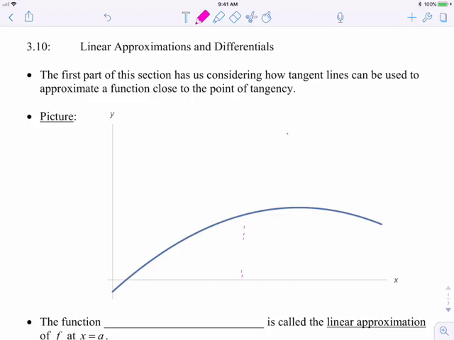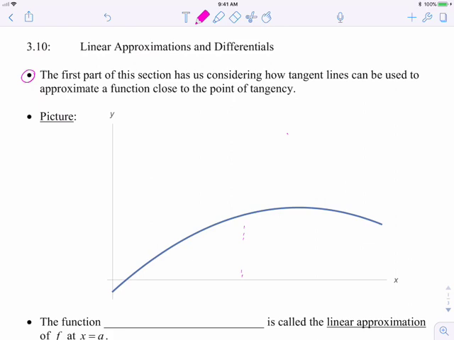So here we are in the final section of Chapter 3, Section 10 on linear approximations and differentials. The first bullet states that the first part of the section has us considering how tangent lines can be used to approximate a function close to the point of tangency.